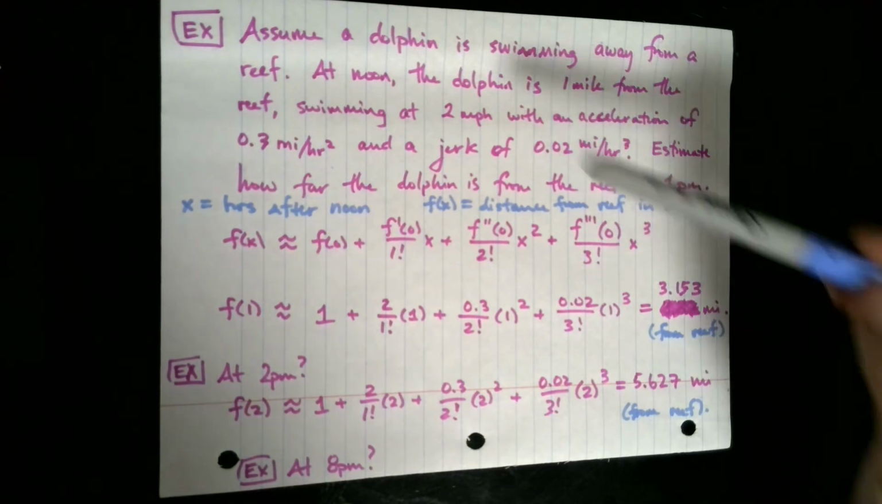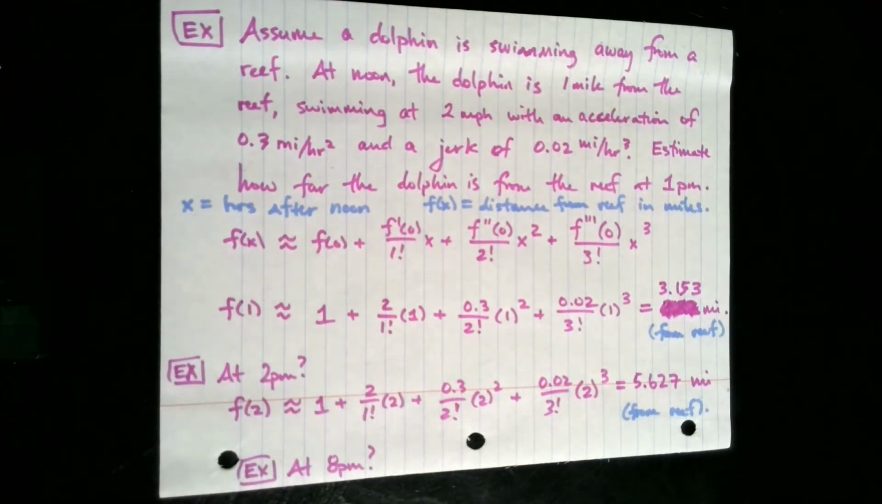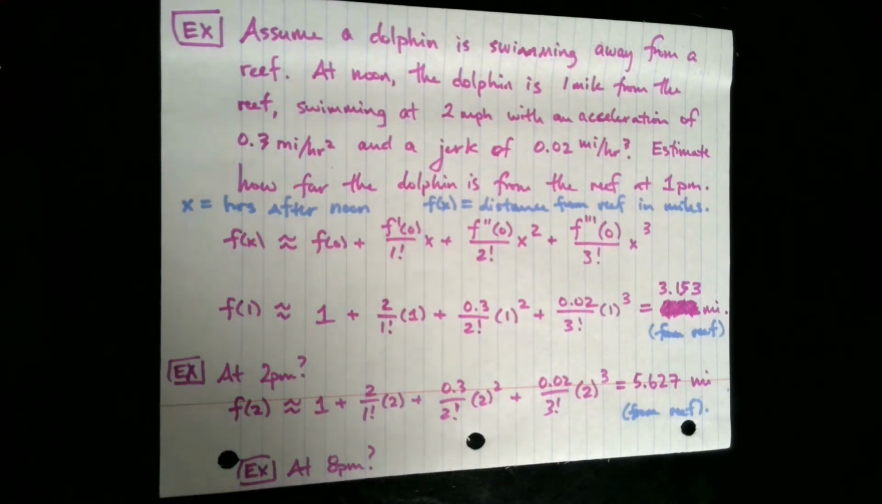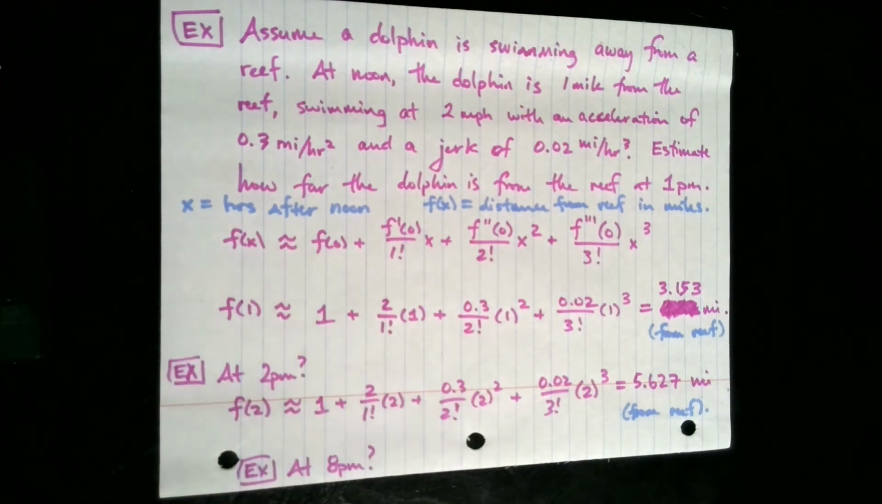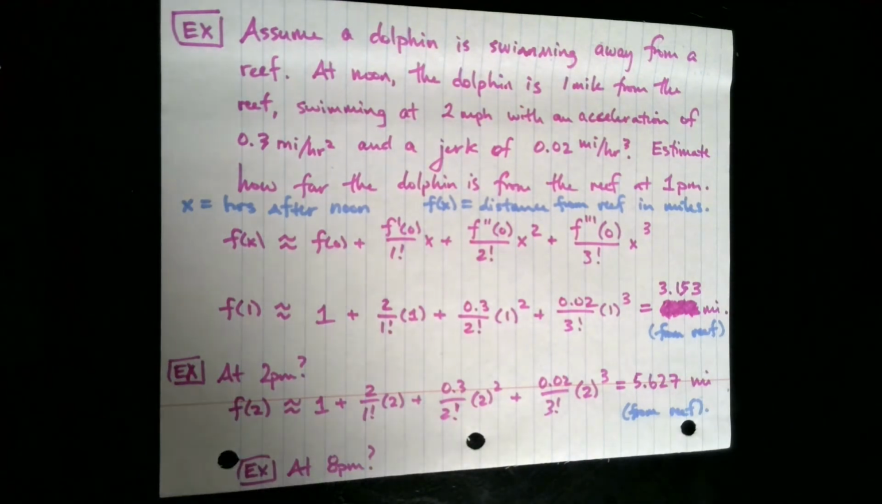Because you see, we know all of this information about the dolphin at noon. It's swimming away from the reef. It's already 1 mile away from the reef. It's swimming at 2 miles per hour, but it's not just swimming at 2 miles per hour, right? It's accelerating. Moreover, its acceleration is changing its speed.